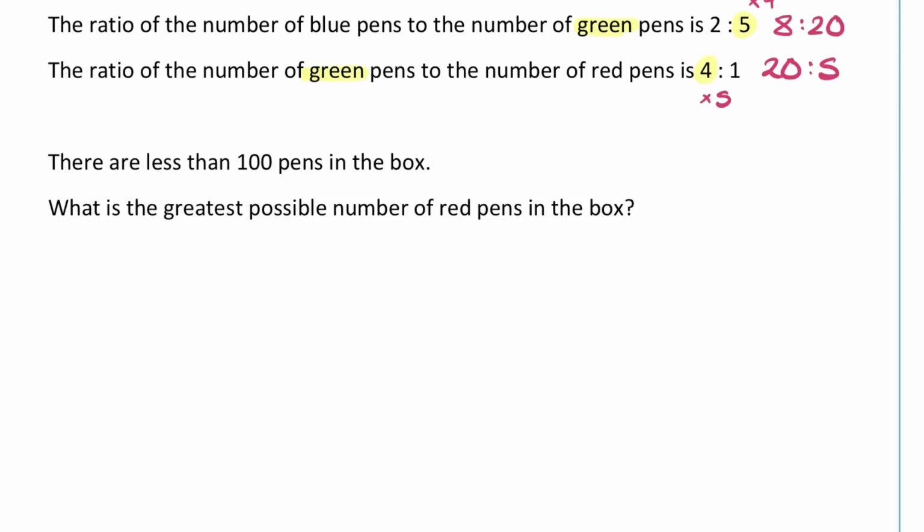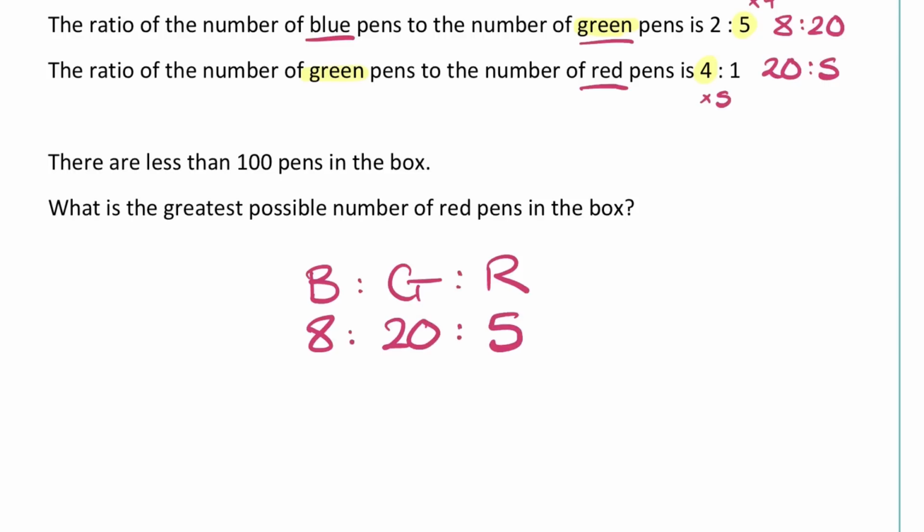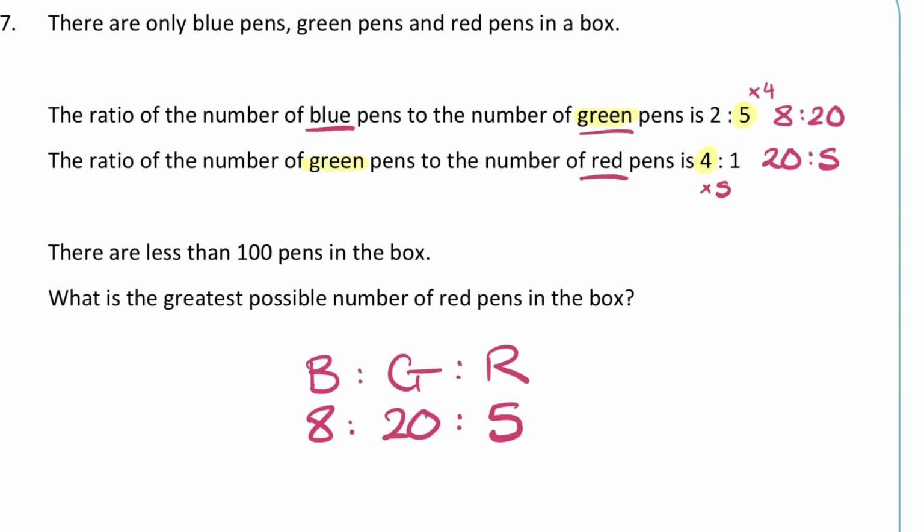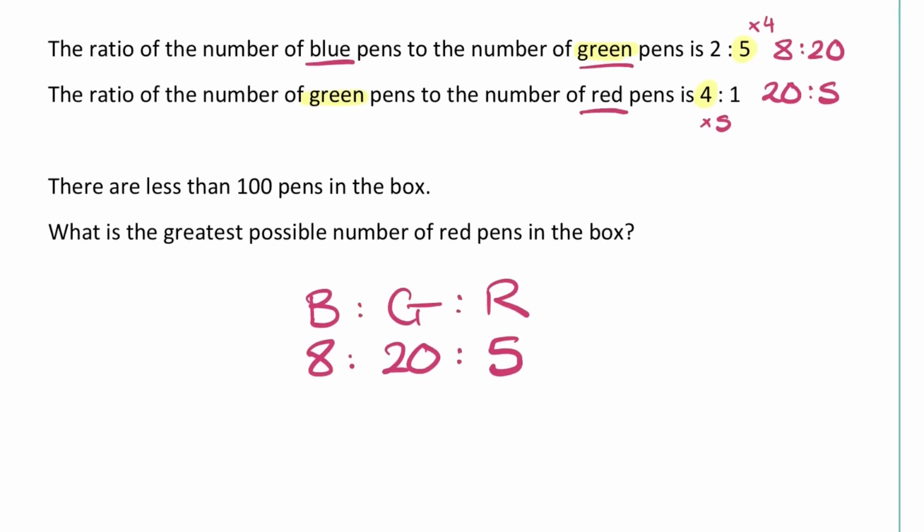So if I write this as a 3-part ratio, blue to green to red, I'm just reading the language here, going through it in order. Blue we have now got as 8, green is 20 in both, so we can write 20, and red is 5. So we now have this as a 3-part ratio, and that can be applied to any question where there's a crossover in the ratio. And typically when you're given 2 ratios, it's normally because it wants you to join them up.